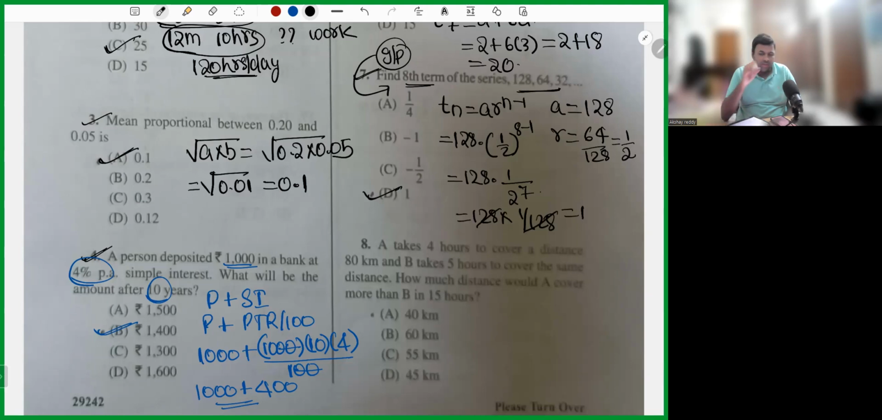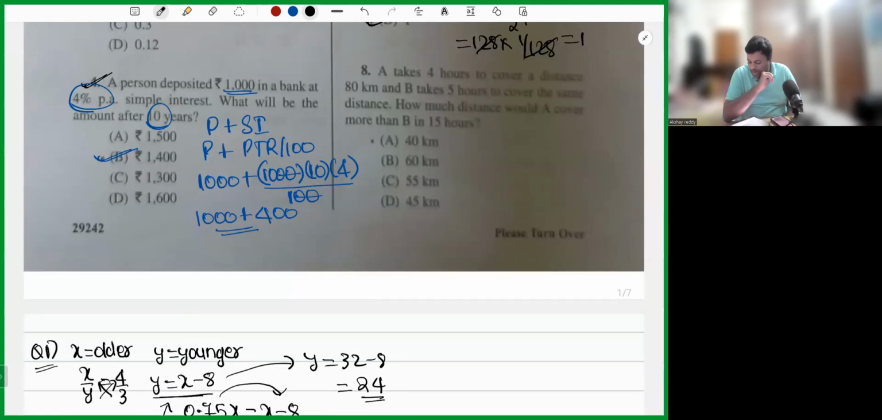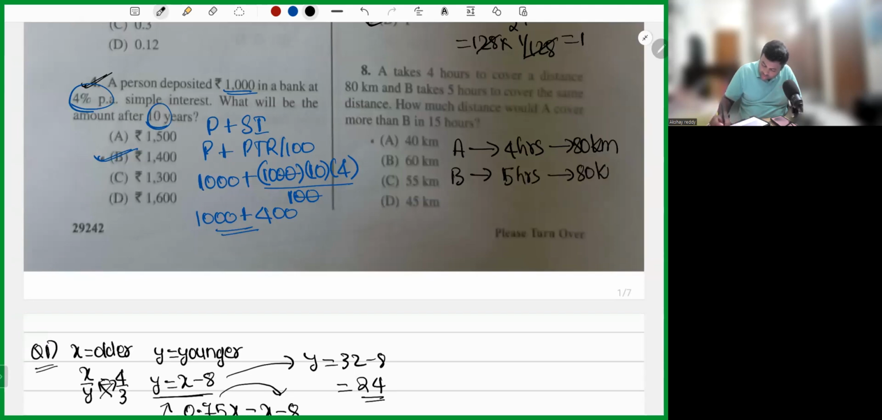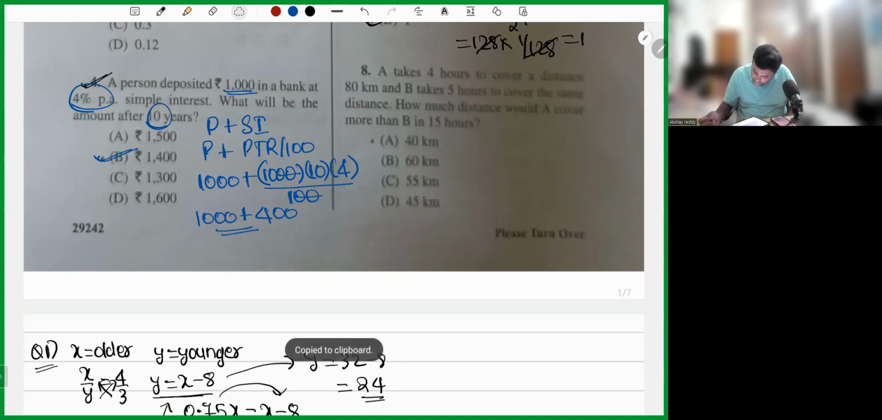Simple question, sir. Yes, a simple question. A takes 4 hours to cover a distance of 80 kilometers. There's a person A. He takes 4 hours to cover 80 kilometers. B takes 5 hours to cover the same distance, that is 80 kilometers. How much distance would A cover more than B in 15 hours? How much forward will A be than B in 15 hours, he's asking.